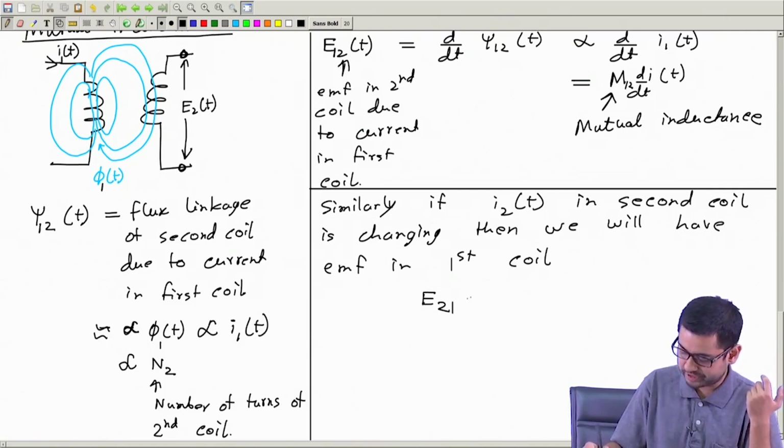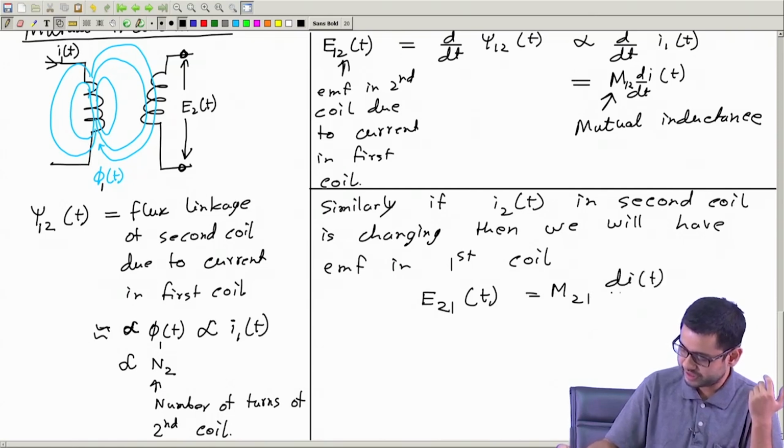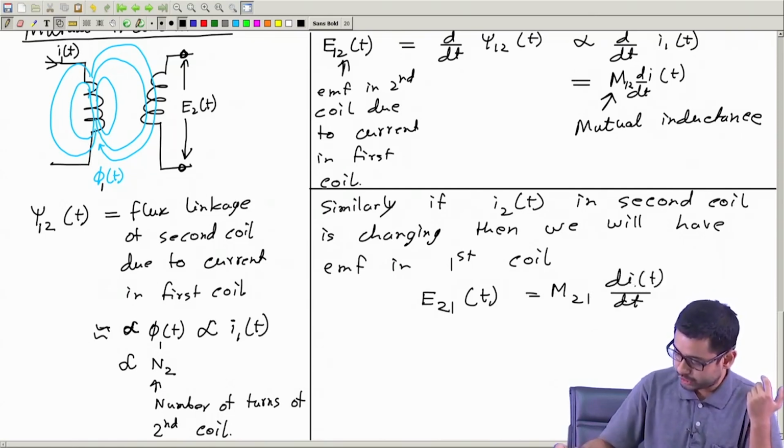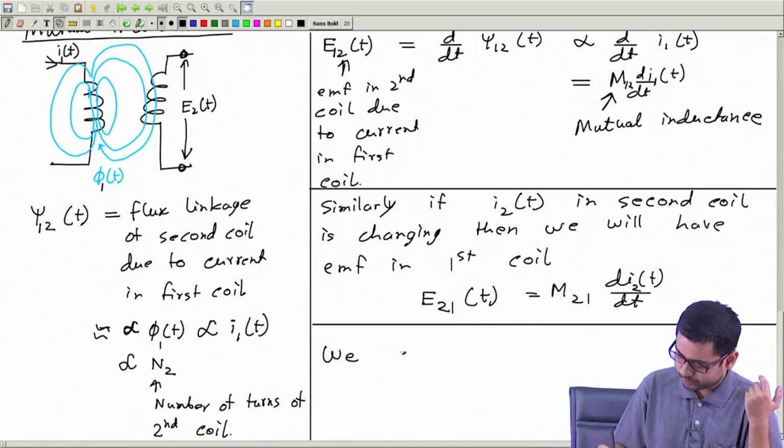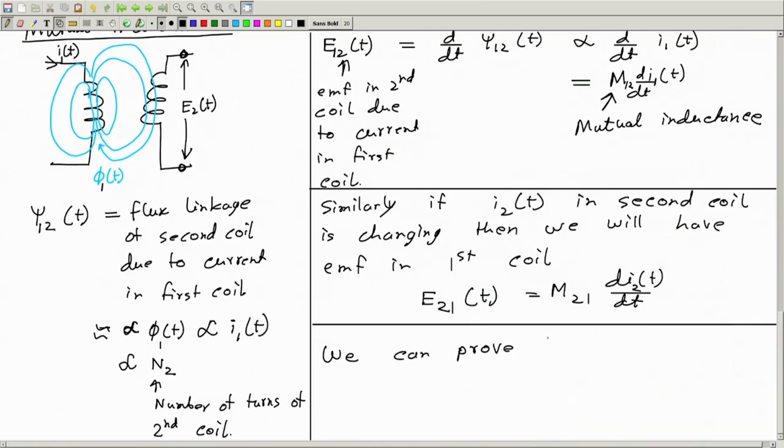If this is M12, then that should be M21. e2(t) is equal to M21 di1/dt, okay, and this is also called the mutual inductance. We can prove that M12 is always equal to M21, and therefore instead of using the symbols 12 and 21 differently, we can just say it is M. It's provable, absolutely provable, but we are not doing it now.